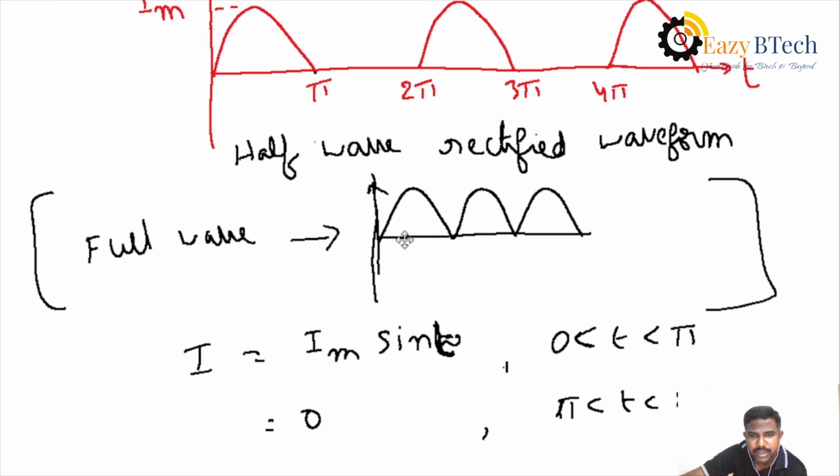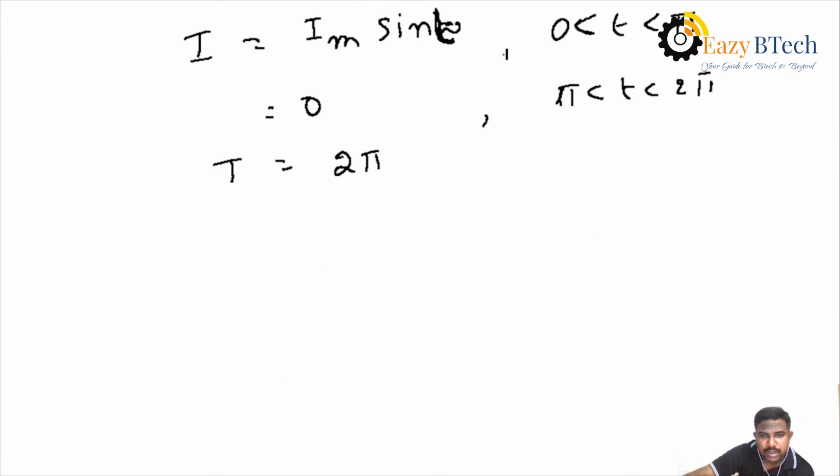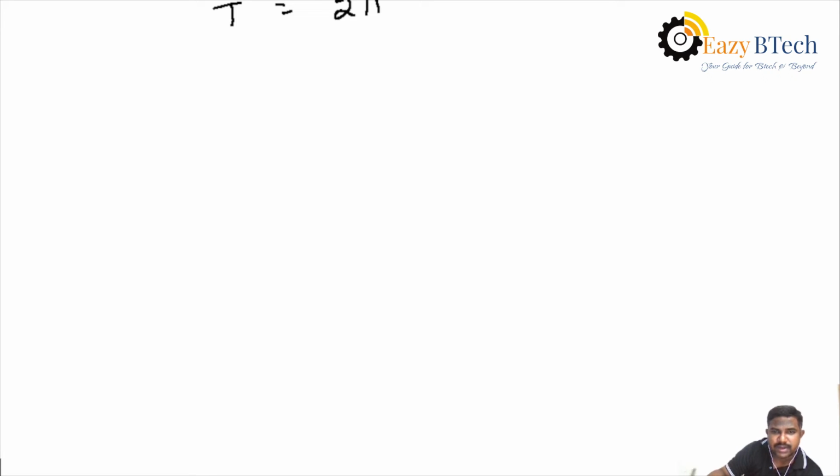That's why we have two values. After 2 pi the same waveform will be repeated. That's why the time period T is nothing but 2 pi in the half wave rectifier. We know the equation of the given variable, and we know the value of the time period. Then find out the average values and RMS values for the half wave rectifier.